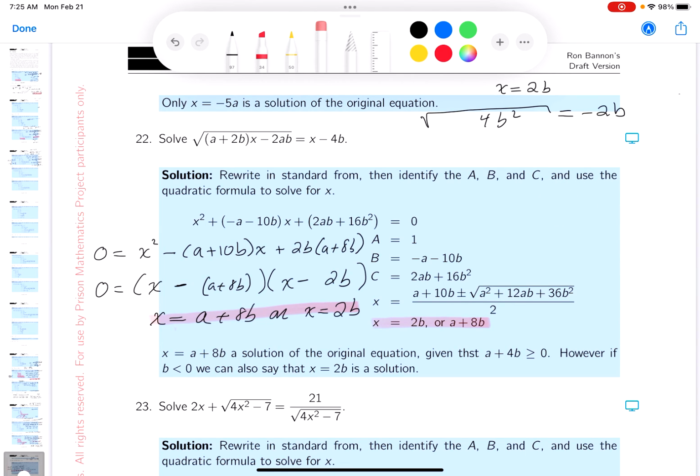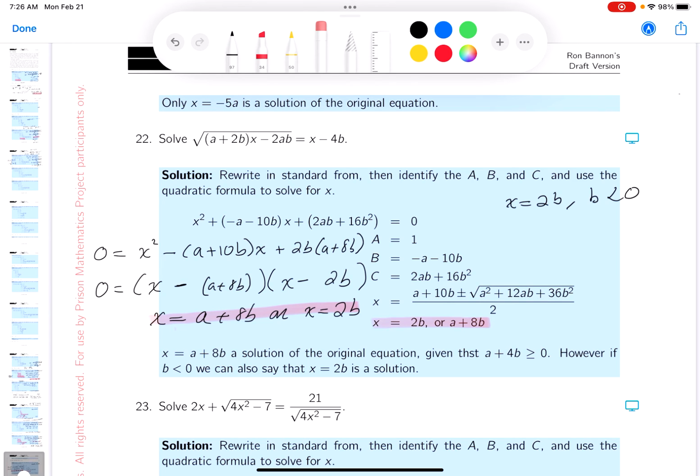And I'm going to claim that this solution is only going to be valid if the b is less than 0. So this requires that the b be less than 0. All right? So that's one answer, right? That's one answer. So I could say x equals 2b with the condition that b is less than 0. All right? Let's go to the next one, more difficult.